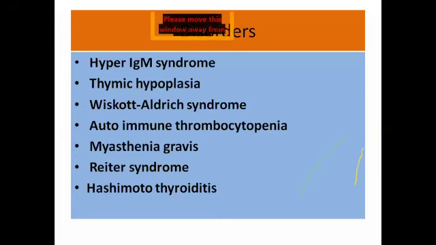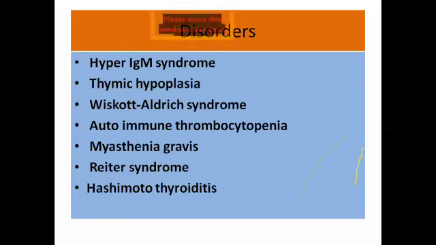So next we'll be seeing about Hashimoto thyroiditis. Students, here our immune system creates antibodies, and those antibodies damage our thyroid gland itself. That condition is called Hashimoto thyroiditis.